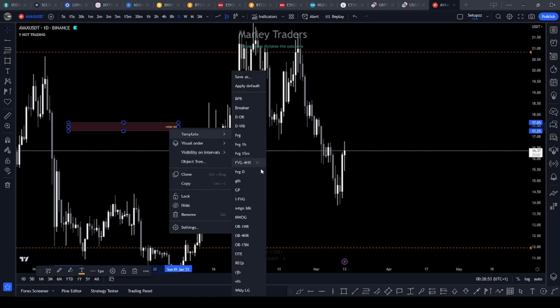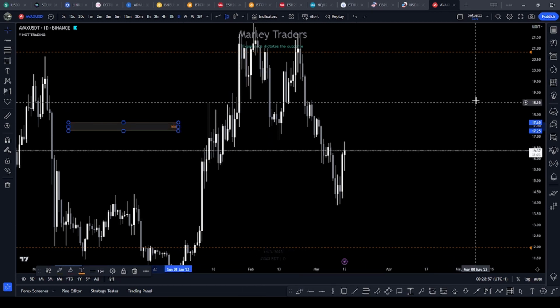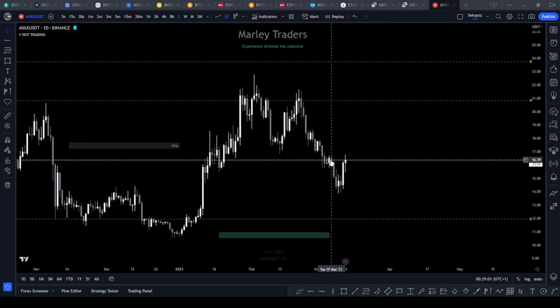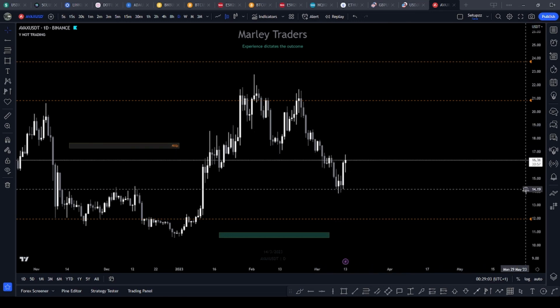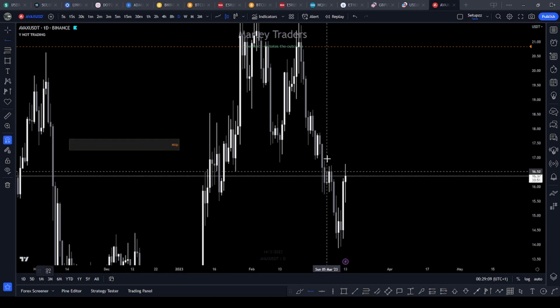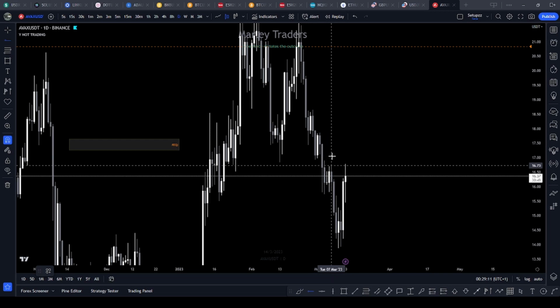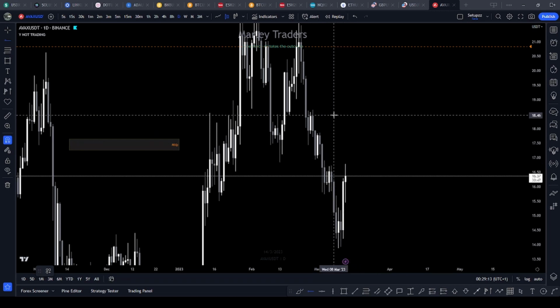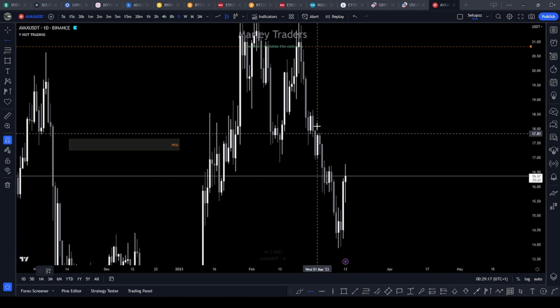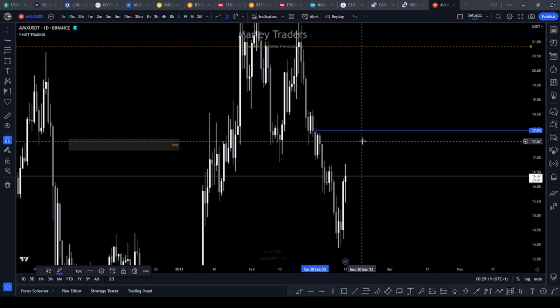Now, relative equals. You remember I said something before about relative equal highs and relative equal lows. If I measure here daily, I measure here daily. For example, this is a daily time frame.